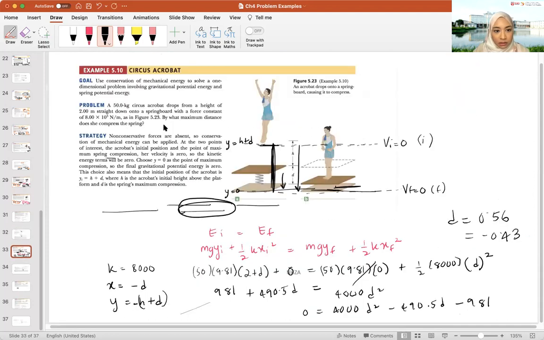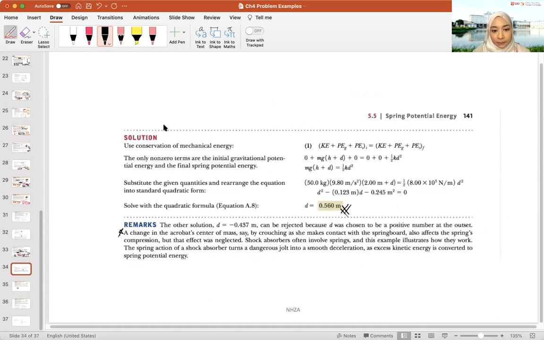Okay, next. We've done this one. Here, we assume that when the acrobat started, V was 0. And when she stopped, when she compressed the spring, the acrobat was not moving, so KE was also 0. This is different from the diver. So try to make sense of the situation, because you will need to apply it to other examples, I mean, to problems in the web assign later.